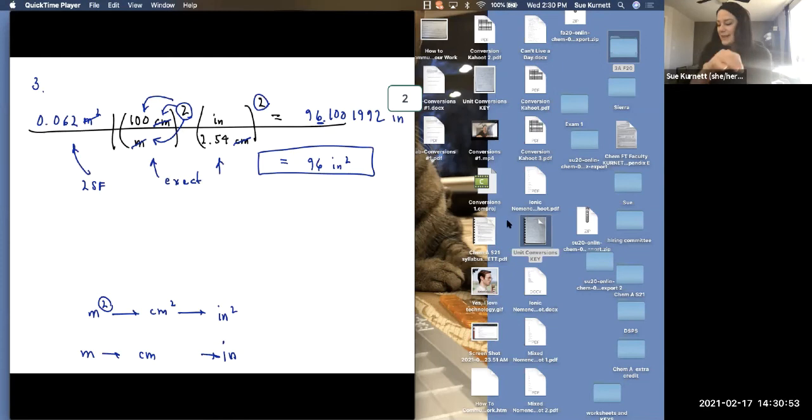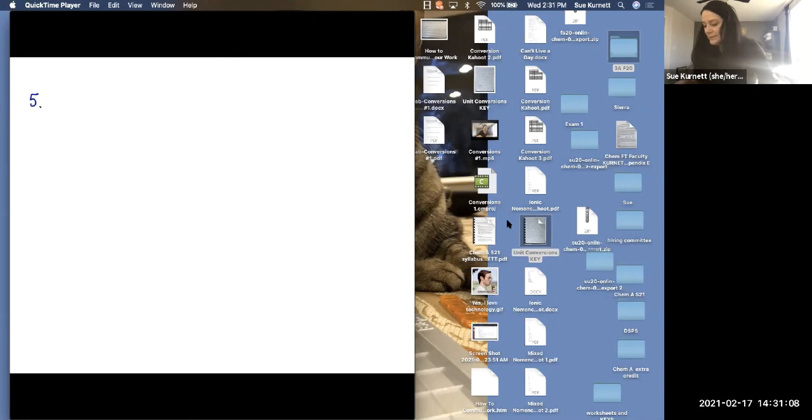All righty, I think I would also like to do number five. 275 gallons. And we're headed to cubic feet. So the only thing I know about gallons is gallons to quarts, quarts to liters, liters to milliliters, which is a cubic centimeter. I can get to cubic inches.